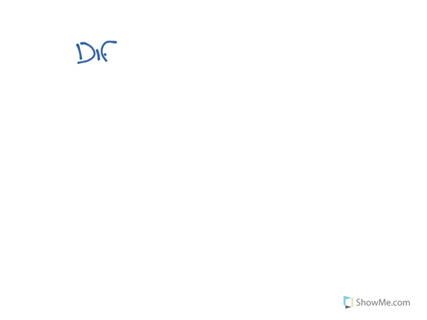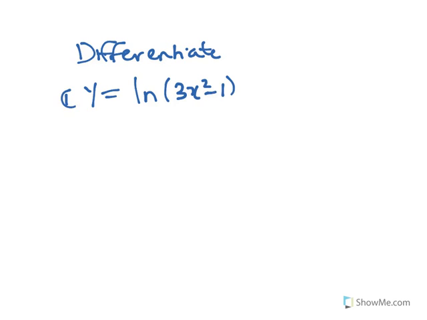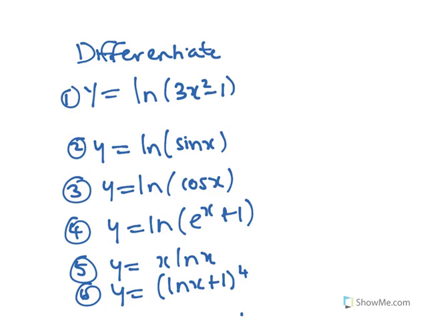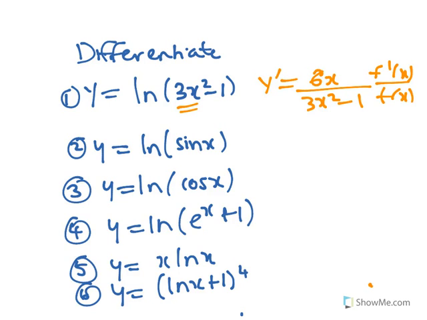Okay, so let's just look at differentiating a few of those. So if you differentiate y equals ln of 3x squared minus 1. Okay, so just some quick differentiations on these. So differentiate the first one. Derivative of 3x squared minus 1 is 6x over 3x squared minus 1, because it's f dash x on f of x.